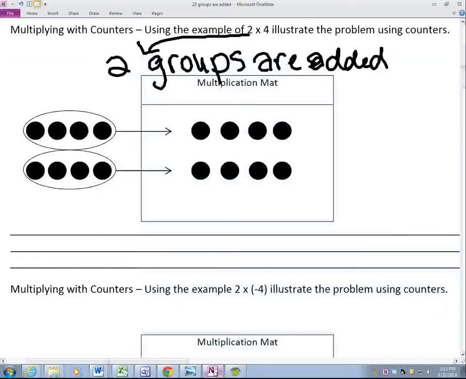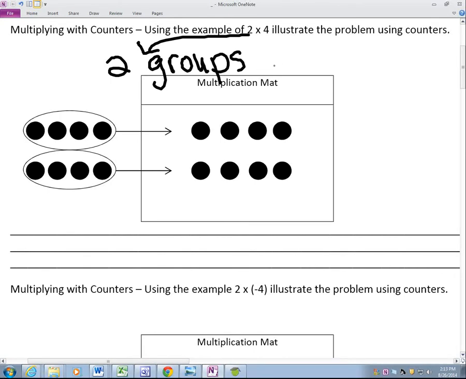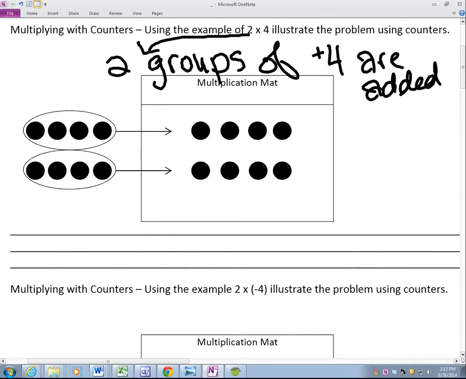Multiplying integers. Two groups of 4 are added. Two groups of positive 4 are added, and that's what this is showing. We got one group of 4 coming in here. We got another group of 4 coming in there. Boom, and it's 8. Congratulations, 7th graders. You just did 2 times 4.